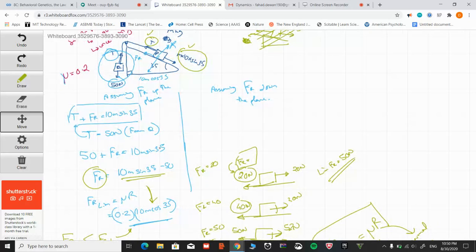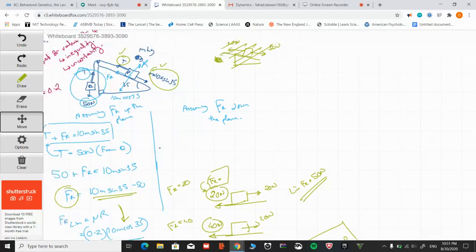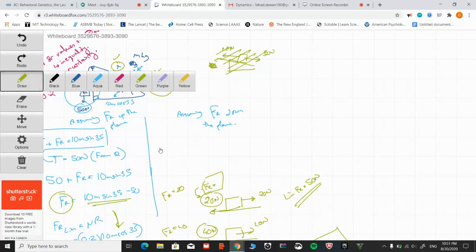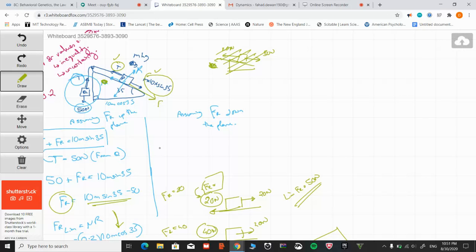Now let's do the same assuming friction was down the plane. It won't be a repetition, some things will be the same. Let me state the equation: friction now acts downward, so the equation is friction plus 10m sin 35 will balance out the 50 Newton tension. So the value of friction I got is 50 minus 10m sin 35. So this is for this situation, right?